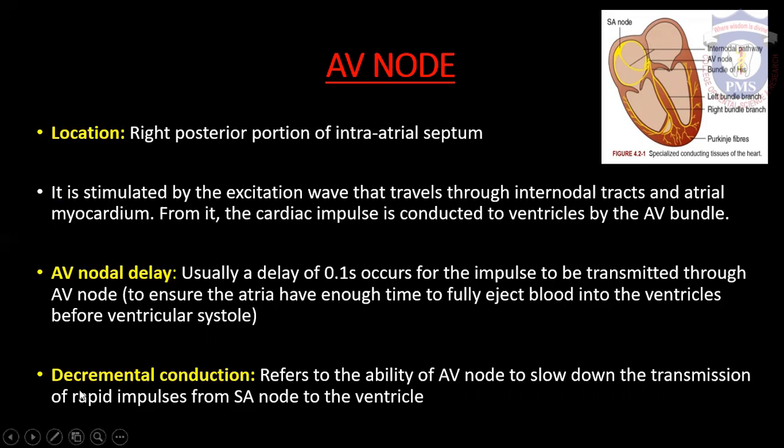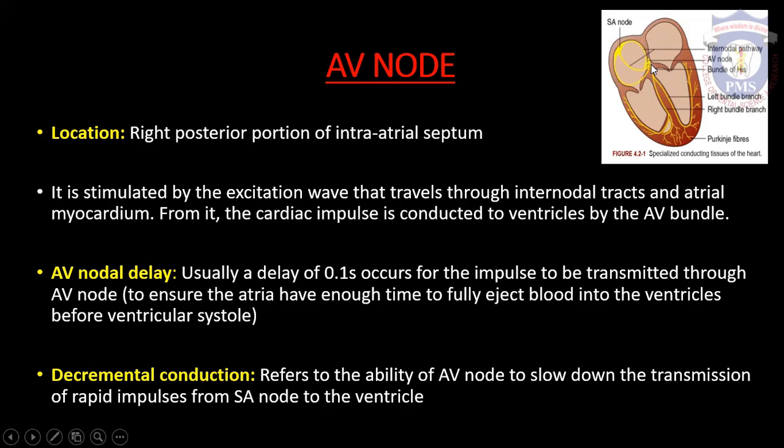Now, the last term we are discussing here is decremental conduction. It refers to the ability of the AV node to slow down the transmission of rapid impulses from the SA node to the ventricle. That is, the AV node has control over the SA node's impulses to limit their number, and that particular property is called decremental conduction. So that is all about the AV node. As I mentioned, the AV node is located in the interatrial septum. It receives the information through the internodal pathway, so that the impulse that is generated from the SA node finally reaches the AV node.